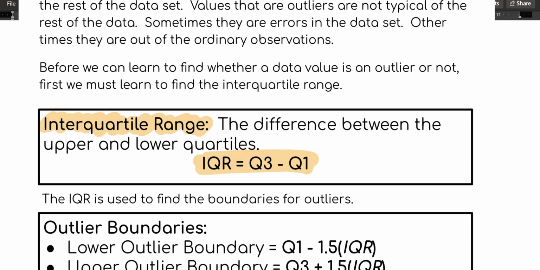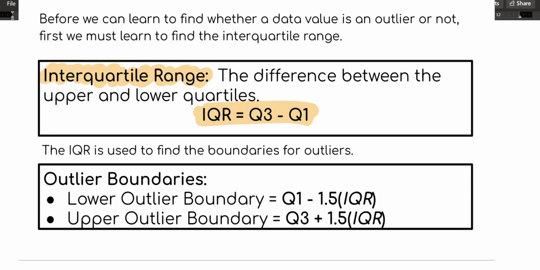And then to find the outlier boundaries. Basically, these are not the outliers. These are the boundaries. Let me just show you with a line here. Let's say we find the lower boundary and then we find the upper boundary, and this is where they fall on the number line. Anything less than the lower boundary and anything greater than the upper boundary would be considered outliers.